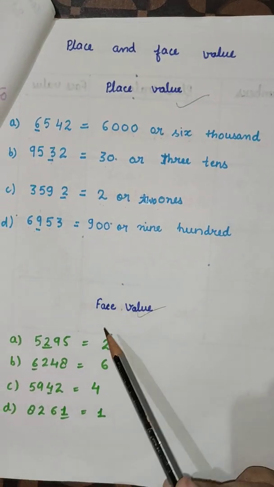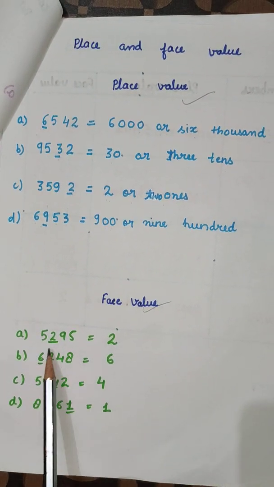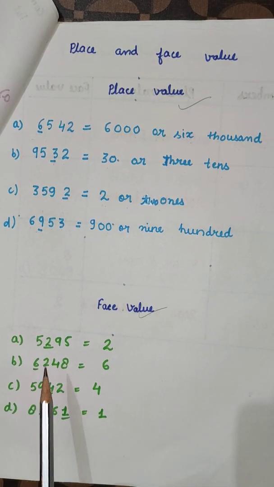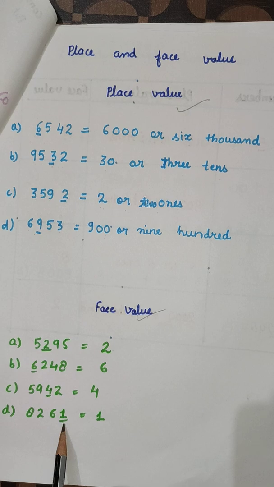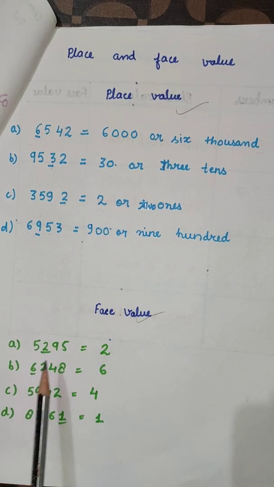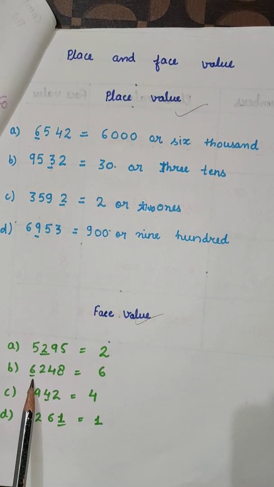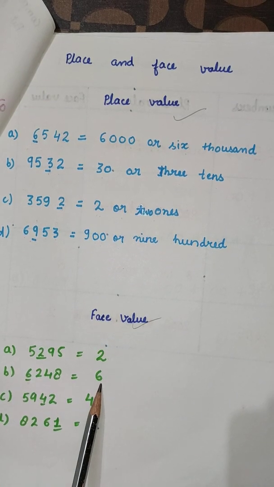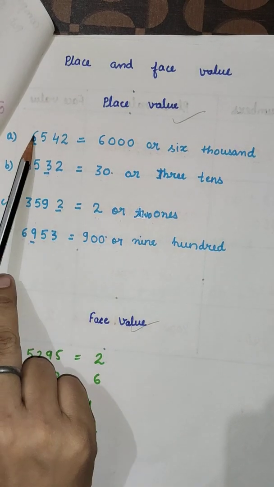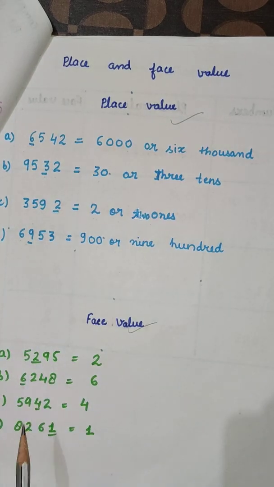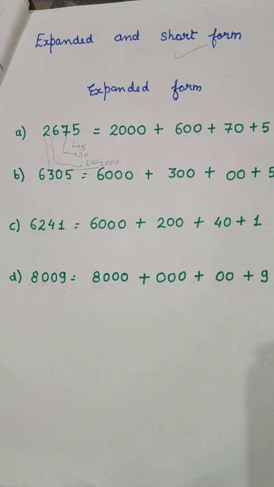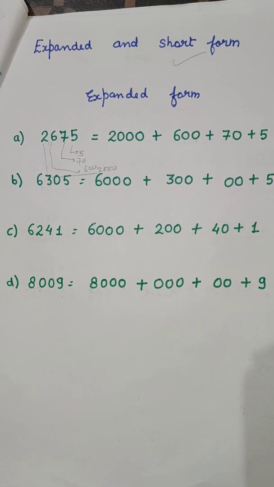Here the face value will not change. If any underlined digit is there, the face value will remain the same as that digit. Suppose I ask what is the face value of 6 in this number. So the face value is 6, no change. But in place value, zeros will be added. In face value the same number will be there. Now the expanded form, you have to expand it.